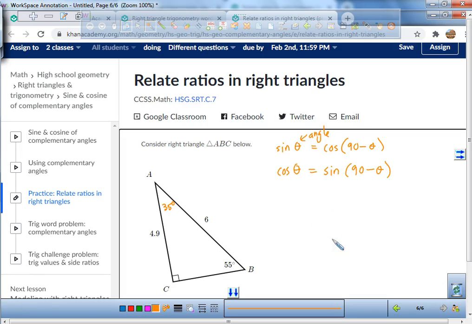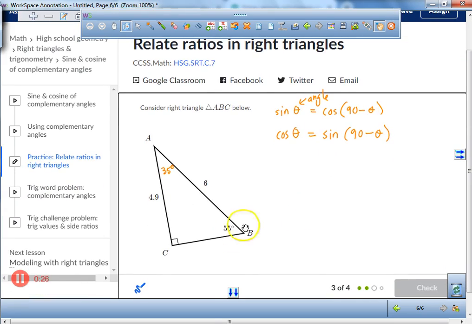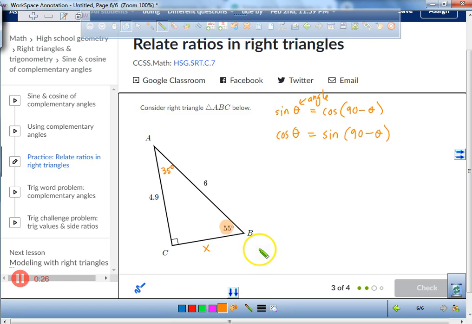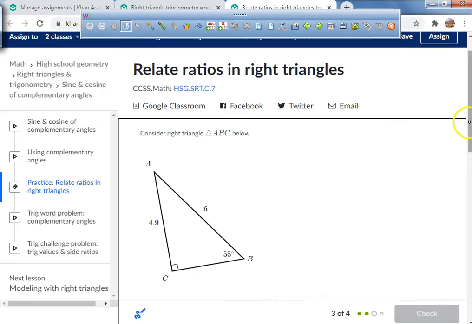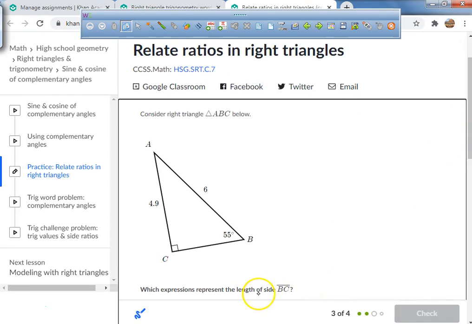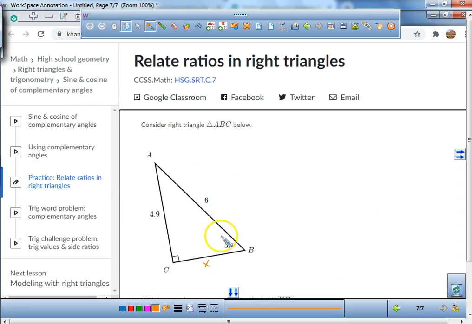So there are so many ways right now. There's a lot of different ways that I could solve for the distance known as BC. Okay? So the first way I'm going to do it is I'm just going to use the 55 degrees and set up two different ways to solve for x. Because this particular question says, which expression represents the length of side BC? So I'm going to call this x. So I'm going to start with 55, then I'm going to change it, and I'm going to go from 35.